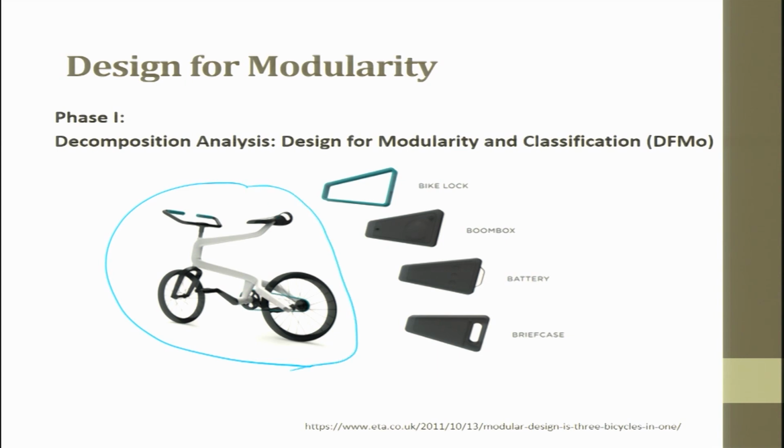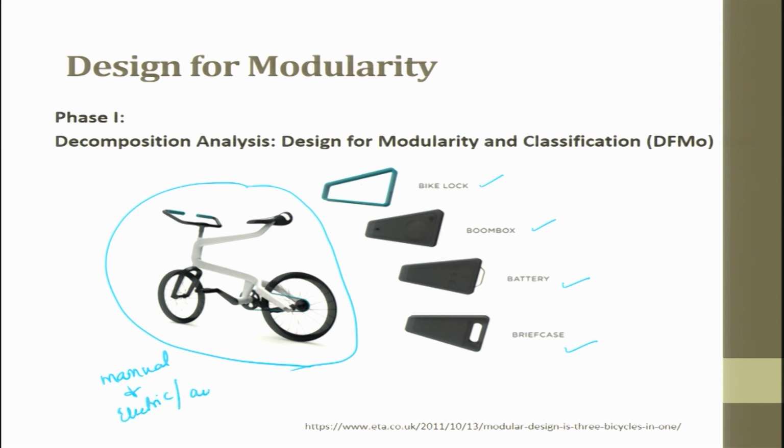When we try to take a bicycle, I always used to give an automobile, but now I give you an example of a bicycle. It can be divided into 4 or 5 sub-assemblies. One is bike lock, the other one is boom box, the other one is battery, the other one is briefcase. So, these are all modules which can be attached to a bicycle and they can do independent functions. Bike lock can only lock and it has only one function. So, it can lock and the safety is taken care. Boom box is placed there. Battery converts it from manual to electric. Today slowly electric bicycles are coming into existence, manual and electric.